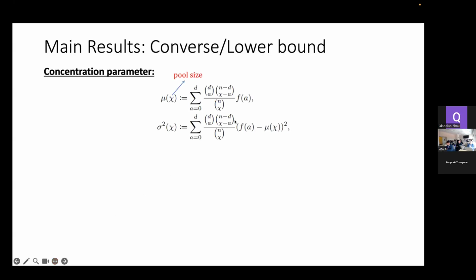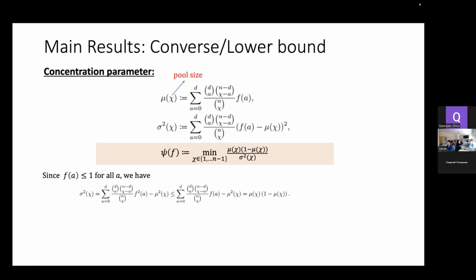Even though this expression is a bit complicated, this is a hypergeometric distribution. This is essentially the hypergeometric mean of this function, and this is the hypergeometric distribution variance of this function. Our concentration parameter is defined in this way. You optimize over this parameter, which represents the pool size. The pool size is always between 1 and n minus 1.